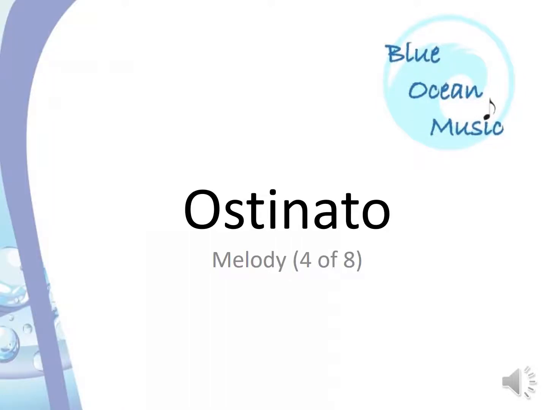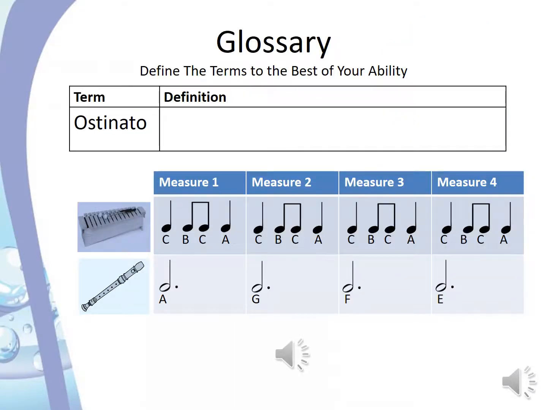In this fourth video of the Melodies series, we will look at the concept of an ostinato. Ostinatos are used in a lot of music, and an ostinato is defined as a repeated phrase that is used as accompaniment. Most often, ostinatos will be very short, either 1 or 2 measures in length.